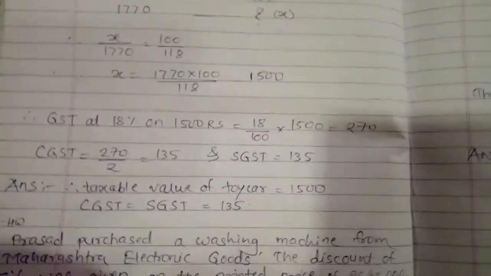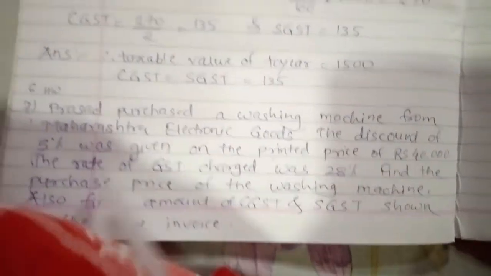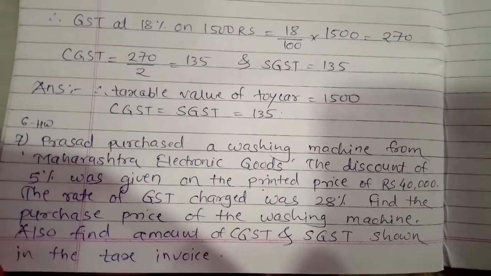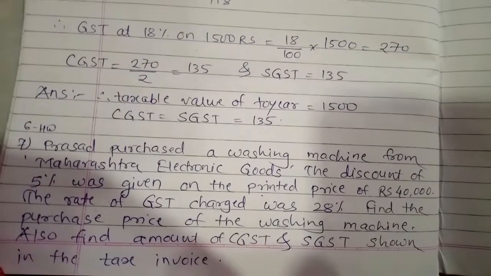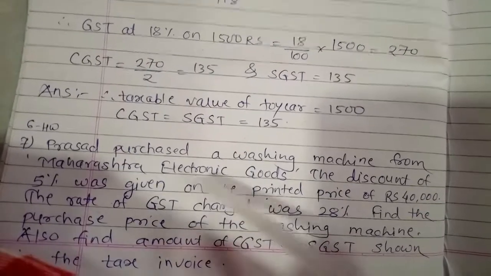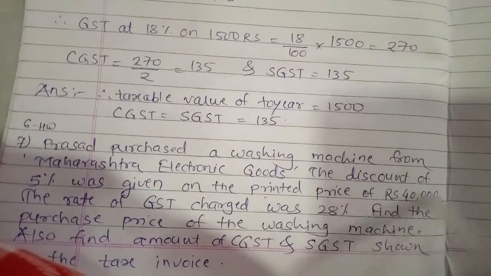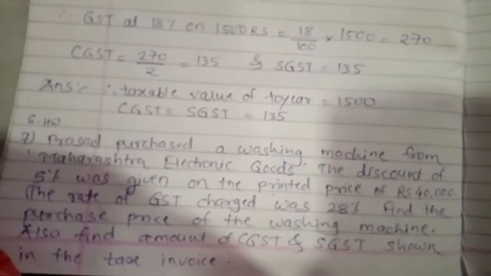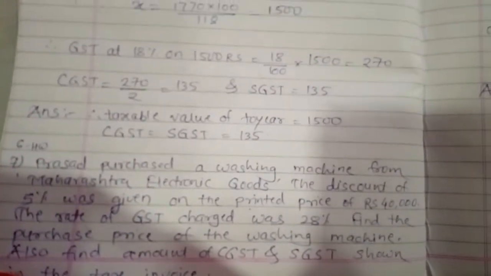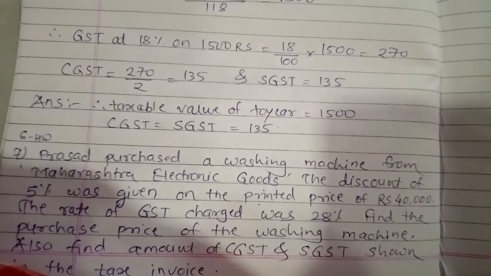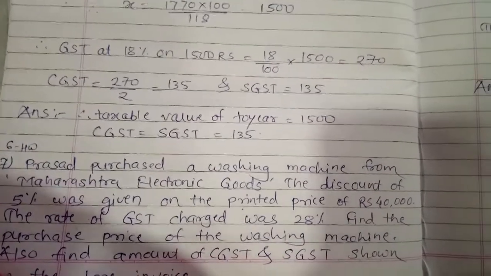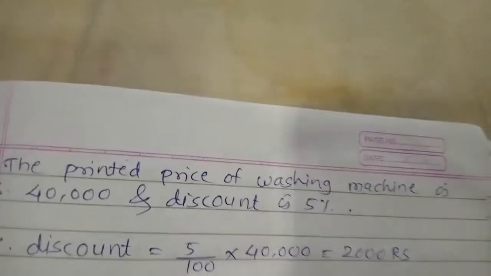The sixth example is for your homework, and now I am going to solve the seventh example. Prasad purchased a washing machine from Maharashtra Electronics Goods. A discount of 5% was given on the printed price of rupees 40,000. The rate of GST charged was 28%. So find the purchase price of the washing machine and also find the amount of CGST and SGST shown in the tax invoice. Tax invoice means the receipt.